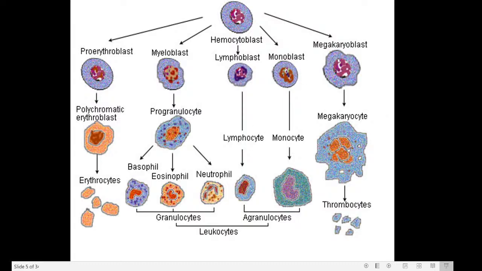Then, the concept we discussed in the previous slide: the megakaryoblast produces the thrombocytes, that is, the platelets. And the pro-erythroblast produces the polychromatic erythroblast, then it produces erythrocytes. Then the myeloblast produces the progranulocyte. The progranulocytes produce three different cells: basophils, eosinophils and neutrophils.